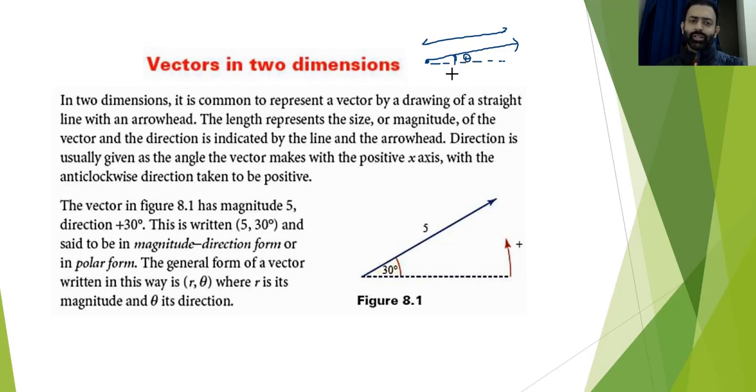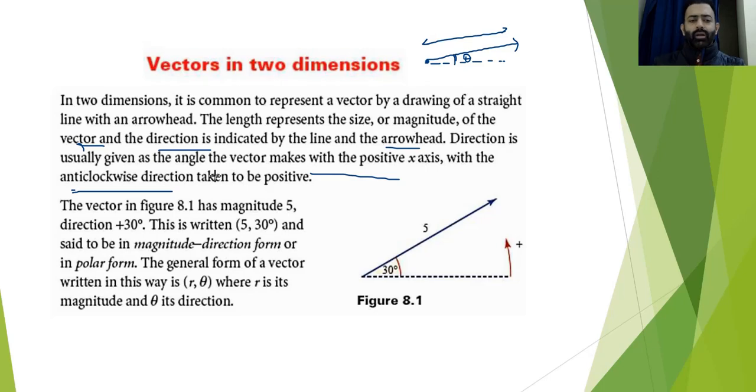It could be 30 degrees, whatever the value of this angle theta is. So the length represents the size or magnitude of the vector, and the direction is indicated by the line and the arrowhead. Direction is usually given as the angle the vector makes with the positive x-axis, with the anti-clockwise direction taken to be positive. So if this is the positive x-axis and this is the vector direction, I measure the angle anti-clockwise.